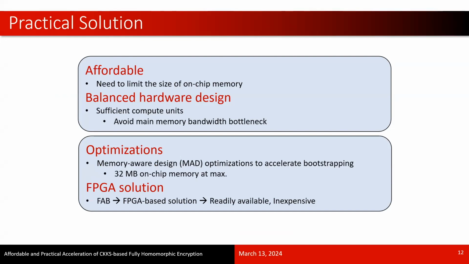First, we propose several memory-aware design optimizations that are agnostic of the underlying compute platform and can take advantage of small, say around 32 MB, on-chip memory to accelerate the bootstrapping operation. And second, we propose a full system implementation, FAB, which makes use of FPGA compute platforms that are readily available in cloud environments and are inexpensive.